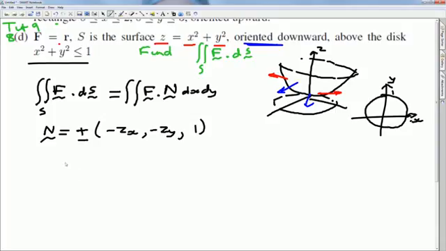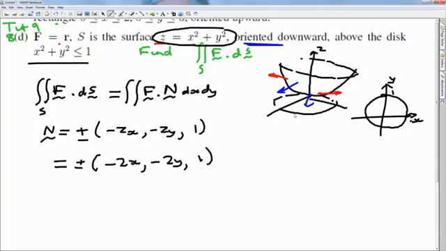So in this particular case, we know that the surface is x squared plus y squared. So just take the derivatives. The partial derivative with respect to x gives you minus 2x. The partial derivative with respect to y gives you 2y, so you put a minus in front of it, and the 1 just stays 1. Now, as you can see from my picture, it's orientated downwards, so I want the normal to be pointing down, but I've got a positive here, so I've got to change that.